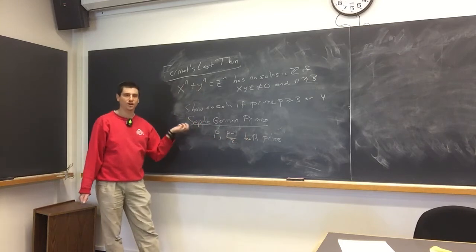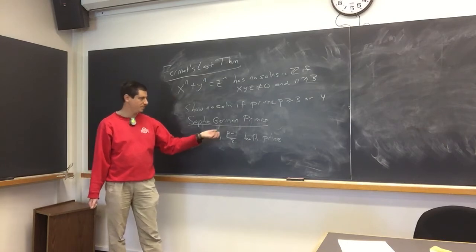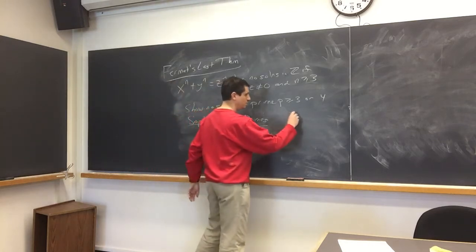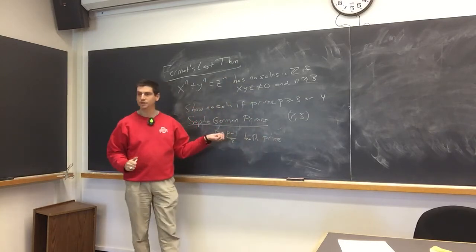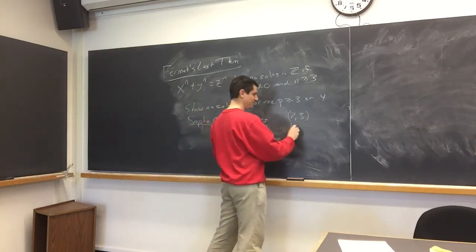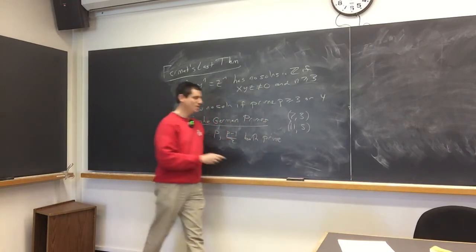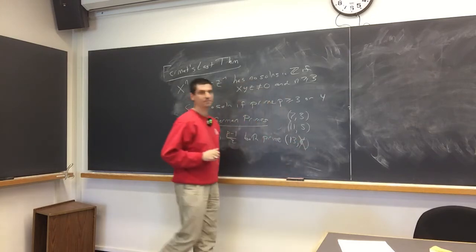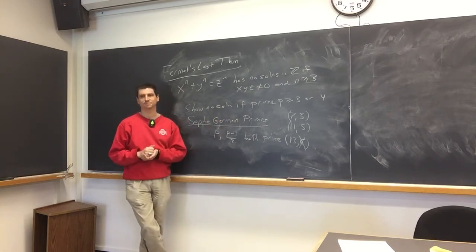Unfortunately, not all primes are Sophie Germain primes. So if we take 7, 7 minus 1 is 6, divided by 2 is 3. So 7, 3 would be a Sophie Germain pair. If we take 11, 11 minus 1 is 10, divided by 2 is 5. Oh, maybe every prime is Sophie Germain, right? This is beginning to look good. What about 13? With 13, we get 6, and 6 is not prime. So unfortunately, most primes are not going to be a Sophie Germain prime pair.